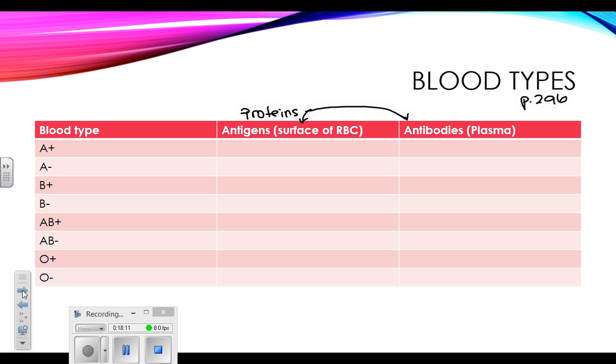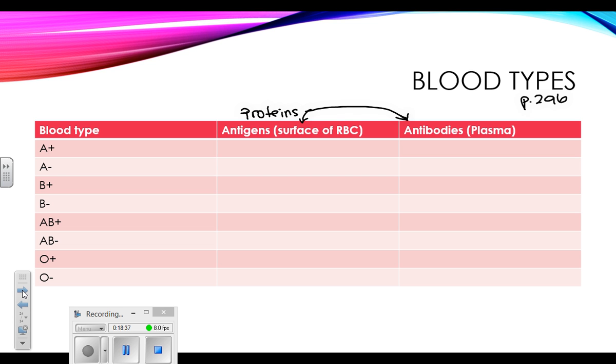There are antigens, which are on the surface of your red blood cell, and there are antibodies, which can be found in the plasma of your blood. So antigens are part of the cell section of your blood. Antibodies are part of the plasma section. Now, these aren't the only proteins in your blood, they're just the ones that help us determine blood type.